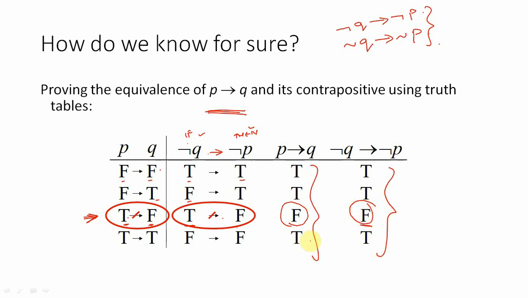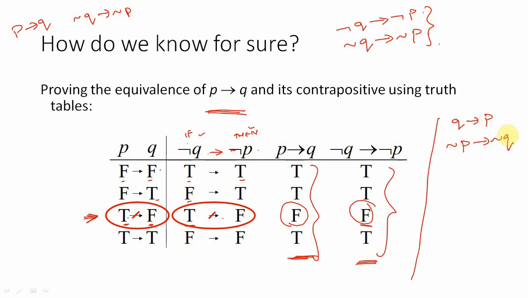So you can see that both these truth tables for P implies Q and not of Q implies not of P are the same. So I can say that P implies Q is the same as not of Q implies not of P. In fact, you can even verify that the converse Q implies P is the same as not of P implies not of Q, the inverse.